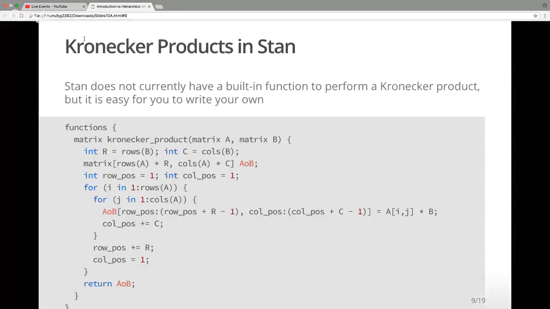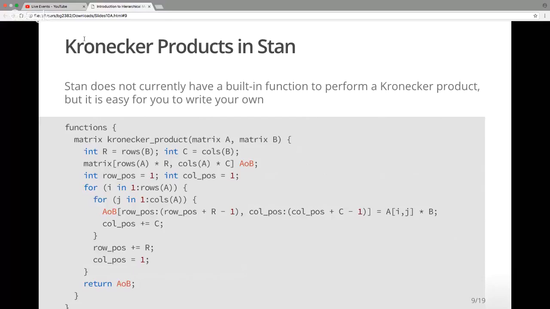Stan actually doesn't have a built-in function to do a Kronecker product. R does. But it's easy enough for you to write your own function, and it looks a little something like this. So you make a matrix that I called AOB, which you're going to return at the end, and you initialize it to have number of rows as the product of the rows of A and B, and number of columns equal to the product of the number of columns of A and B.